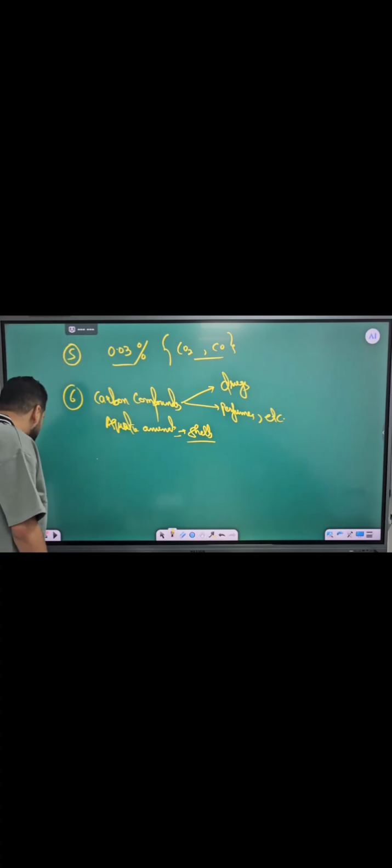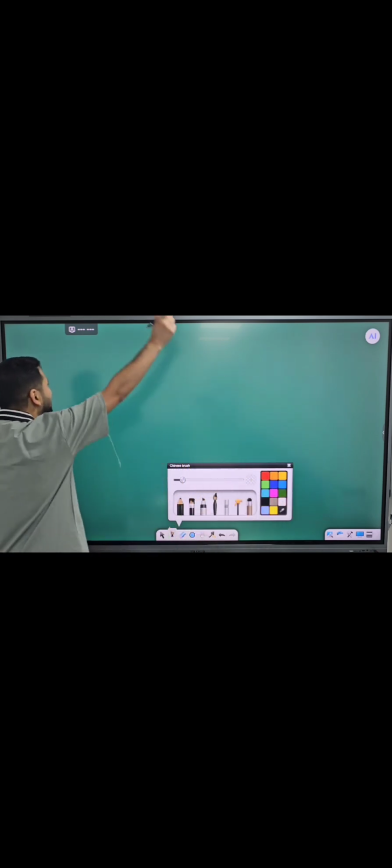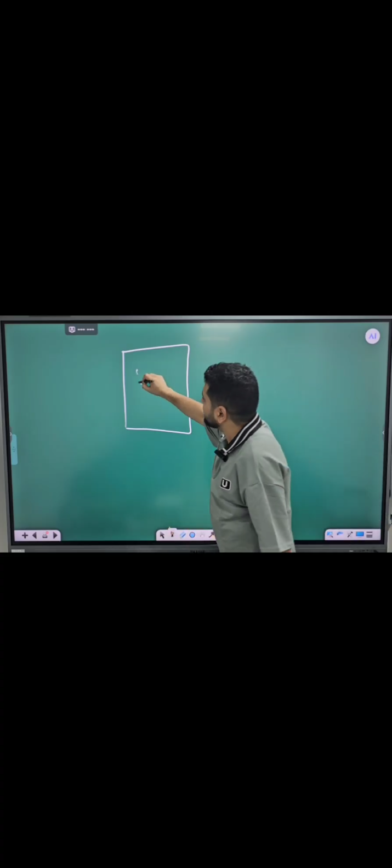Now guys, let's move ahead and imagine I have something. I don't know what this is, so I'll name it a piece of paper. This is a piece of paper. And I need to check, does this piece of paper contain carbon?